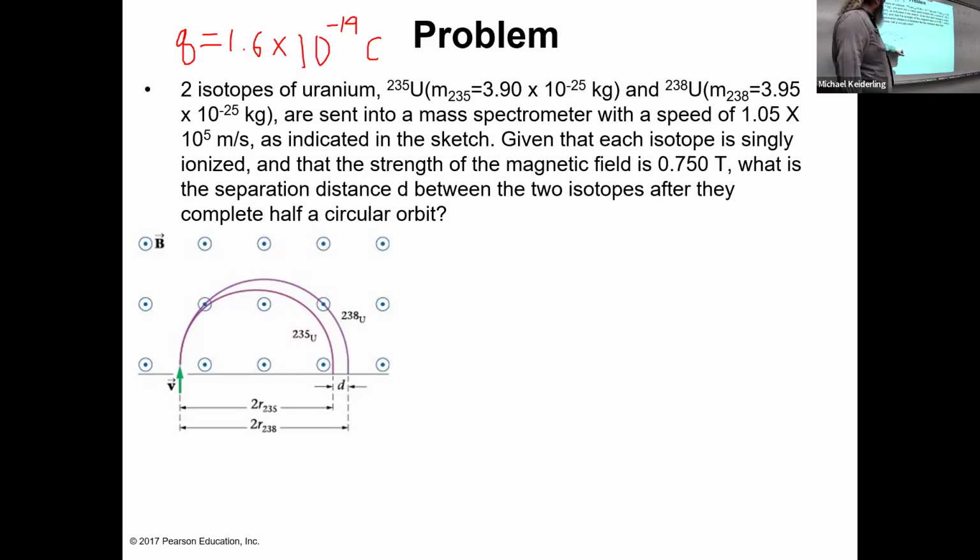So you can see this. Uranium-238 is going to travel twice the radius for uranium-238. Uranium-235 will travel twice the radius for 235. So 2R-238 minus 2R-235 will give us that distance d.